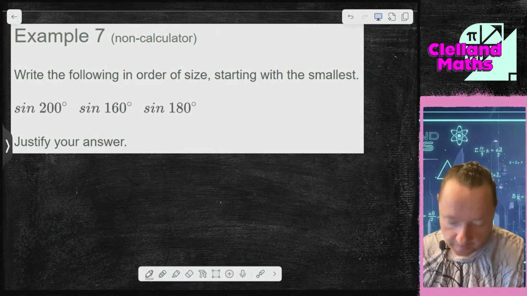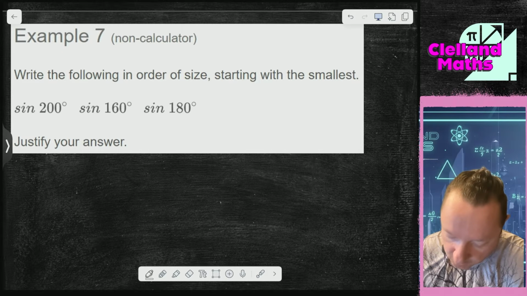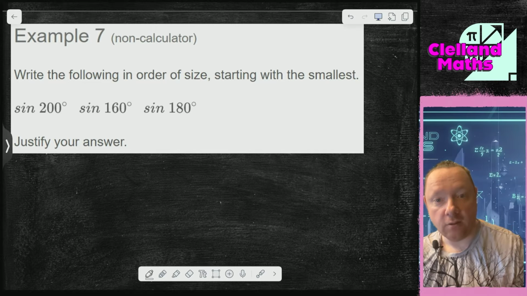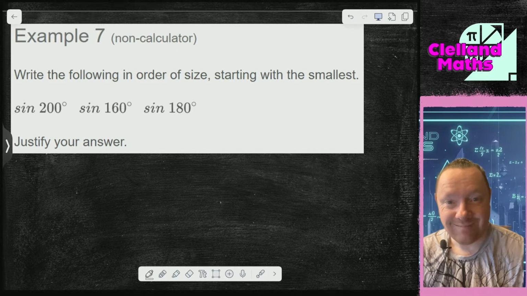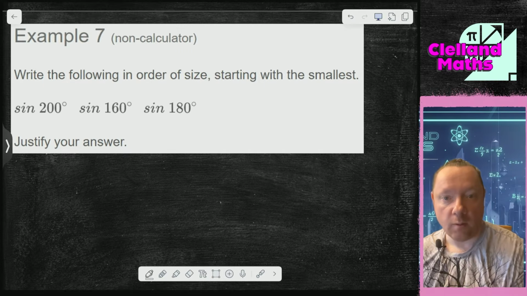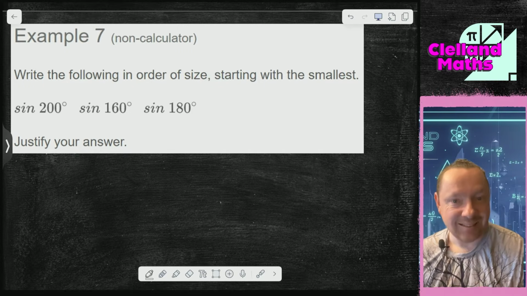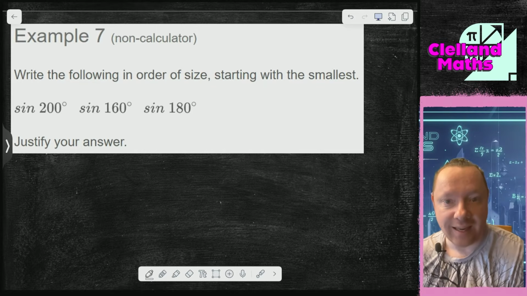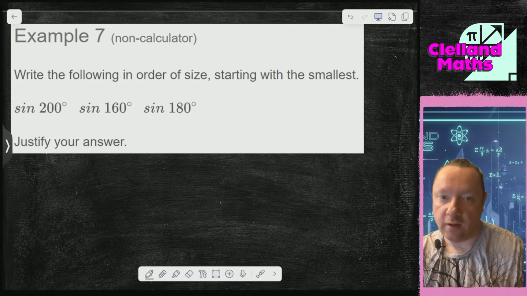Okay, example 7. Write the following in order of size starting with the smallest: sine 200, sine 160, sine 180. Now, if you watch my trig graphs video, you will see that I can actually do this with a trig graph. But I'm going to show you another way to do this using a CAST diagram. It's not a trig equation question, but it uses a CAST diagram, so it's in here. But obviously you can do it with trig graphs as well.